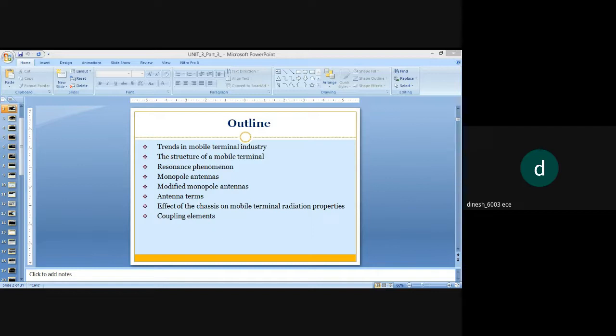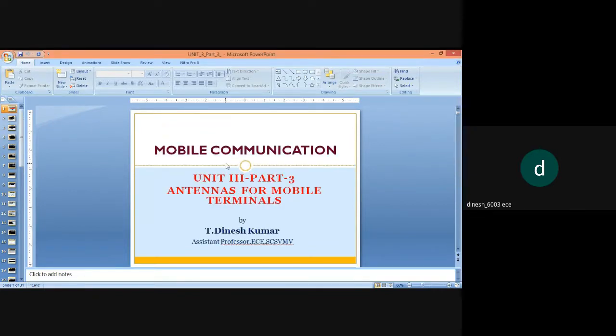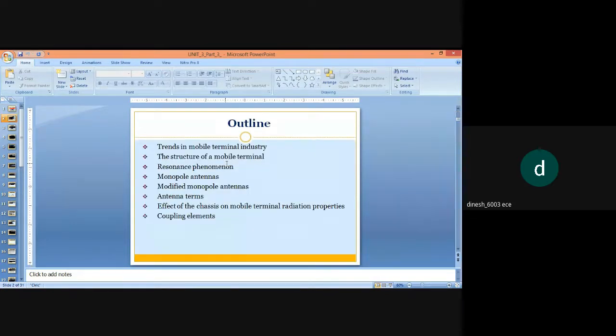Since we had completed the water filling mechanism also in the last session, we'll move on to the next topic, which is antennas for mobile terminals, part number 3. In part number 3, we'll be seeing the trends in the mobile terminal industry, the structure of a mobile, the resonance phenomena, and then specific antennas called monopole antenna, dipole antenna, and the different types of antennas, its terms, and the effects of these terms on the mobile terminal radiation and its properties with the coupling elements. So this is what you are going to see in unit number 3, part number 3.